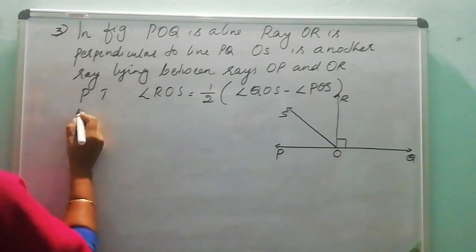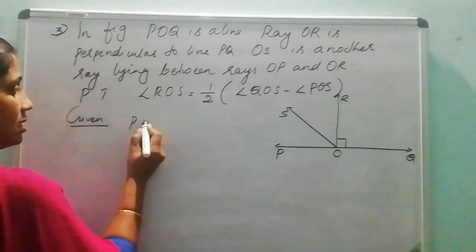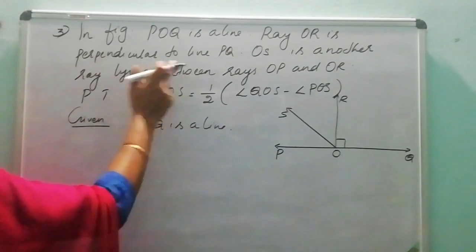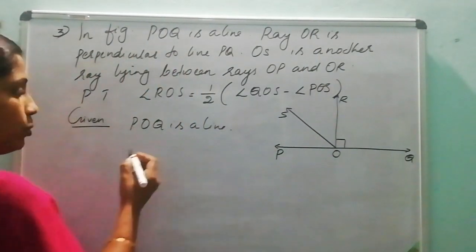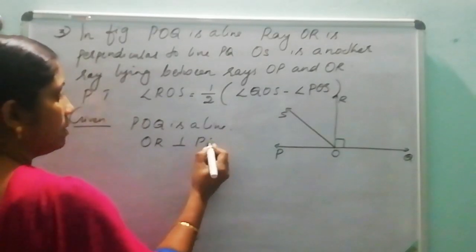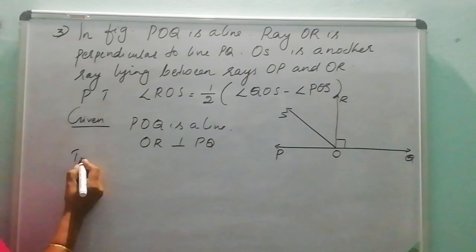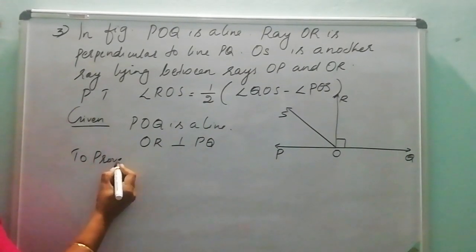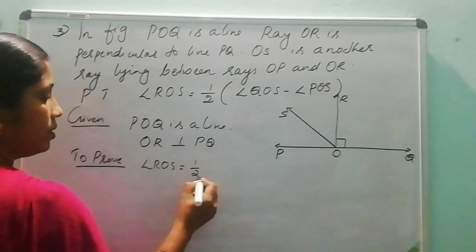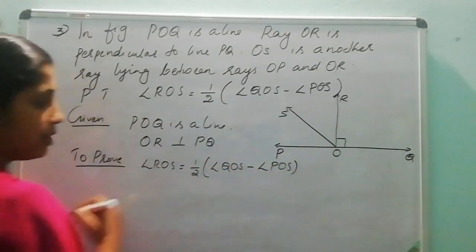Okay, first you have to write down the given statement. What all things are given there? POQ is a line, and OR is perpendicular to line PQ. These two things are given there. Then write 'to prove'. What do you have to prove? Write this: angle ROS is equal to half of angle QOS minus angle POS. That you have to find. Then the proof.